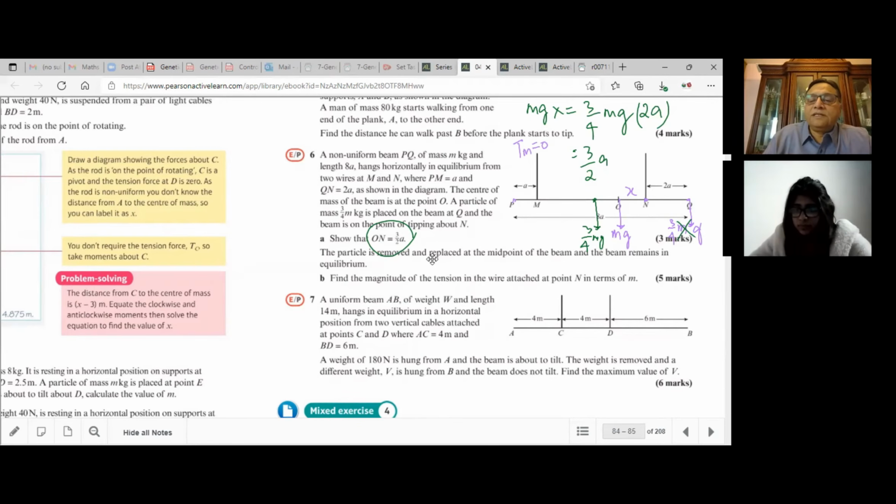Find the magnitude of tension in the wire attached at point N. So we have to find tension of the wire at N, in terms of M. So that is what the question is. So at this point, since we want tension at N, we will take moments about M.